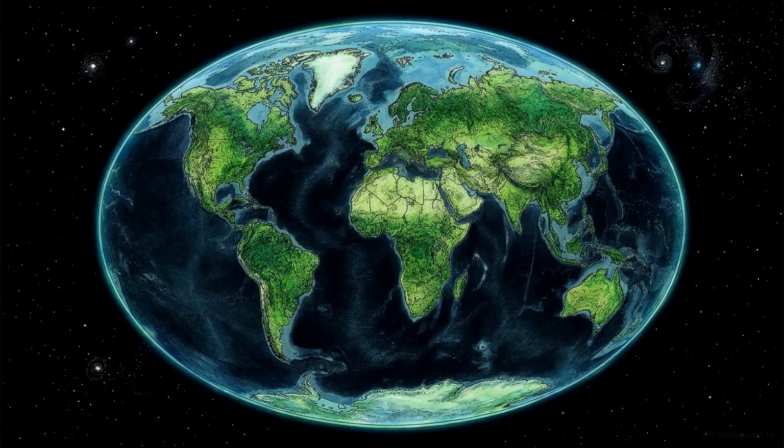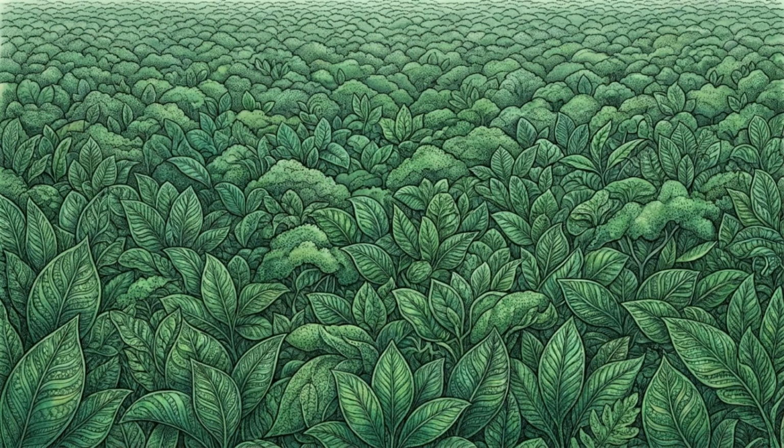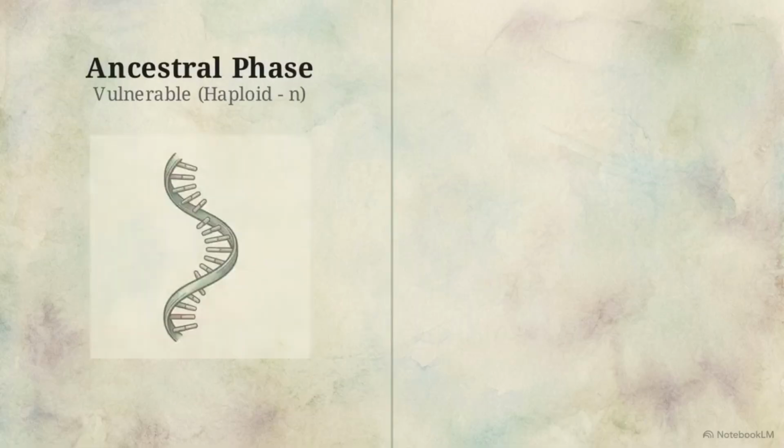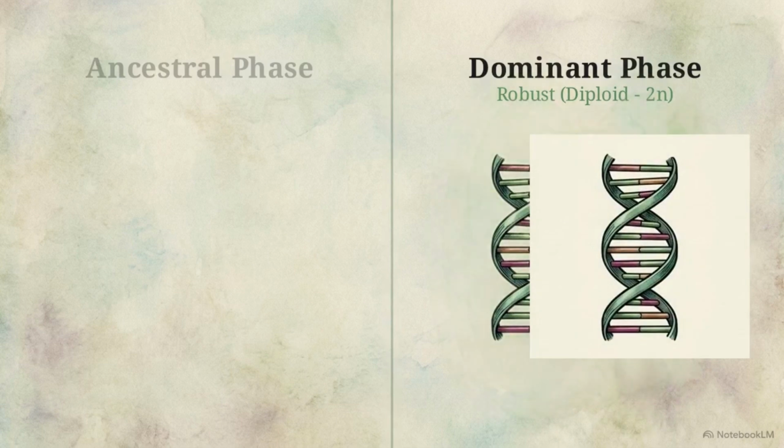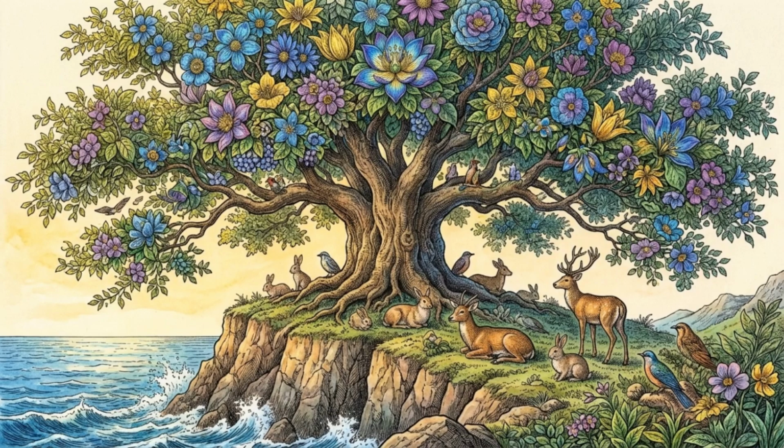Looking at the planet from space today, the results of this evolutionary march are visible on a global scale. The barren rock that once defined the continents has been replaced by vivid green biomes. By transitioning from vulnerable single chromosome bodies to robust, genetically diverse diploid structures, plants moved out of the water and established the foundation for nearly all life on the continents.